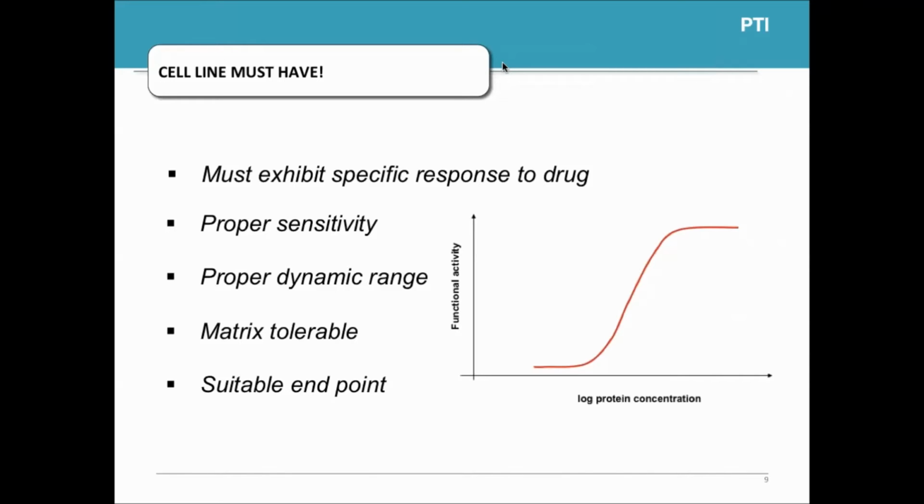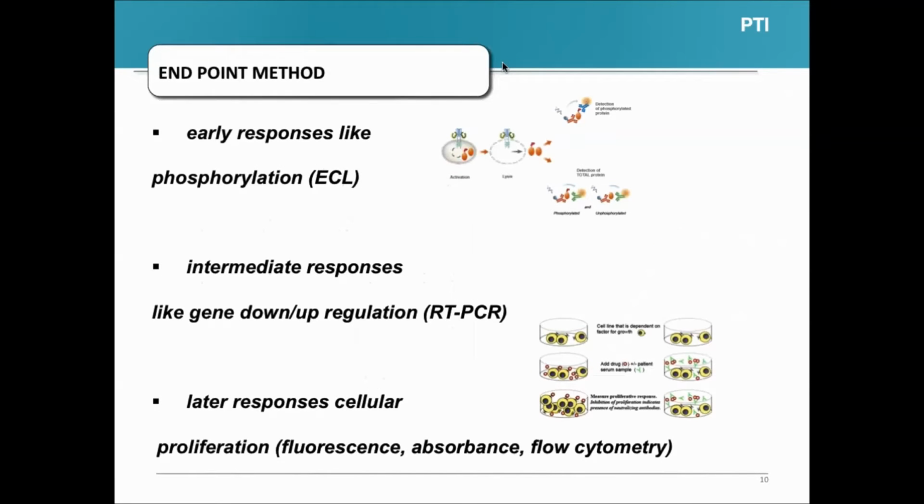You want to have a suitable endpoint, something we briefly discussed in the previous slide. We have what is called an early response endpoint, an intermediate, and a late response. The early response endpoint is, for example, phosphorylation of a receptor. The intermediate response is when, after phosphorylation, we let the signaling cascade go on until we start producing some messenger RNA. At that point we can break open the cells and look with an RT-PCR at what kind of mRNA is up or down regulated.